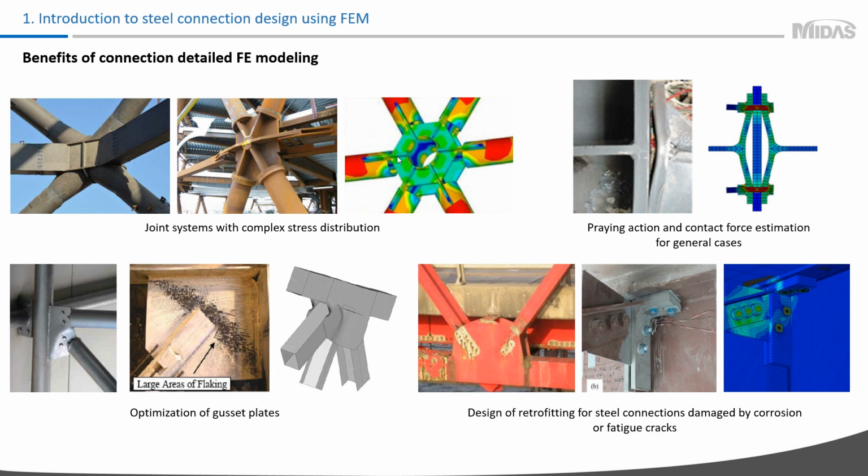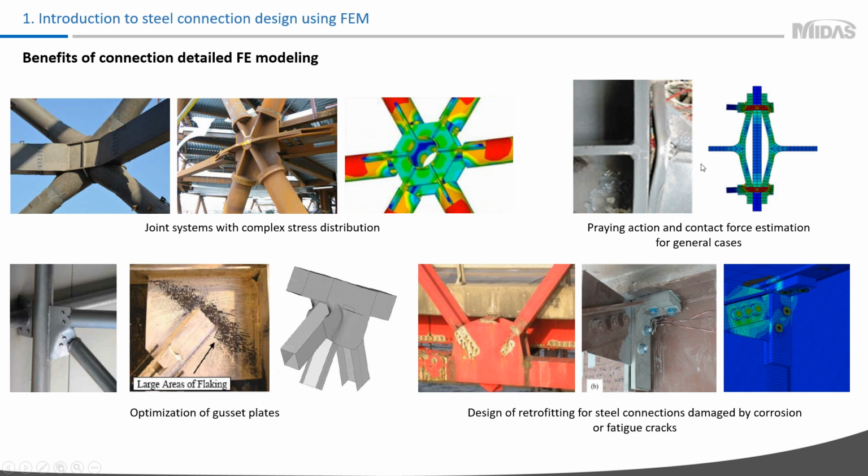Here I'd like to show you analysis cases where detailed simulation of a steel connection is necessary or preferable. Sometimes during the design and detailing of frames or trusses, it's not obvious what kind of connection you will come up with, and as a result, the joint system could have a quite complex stress-strain state, and analytical formulas do not predict the corresponding strength capacity. So a detailed finite element simulation is necessary here.